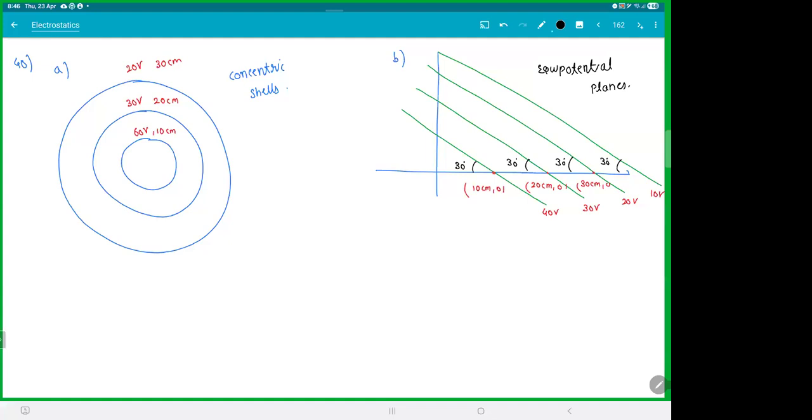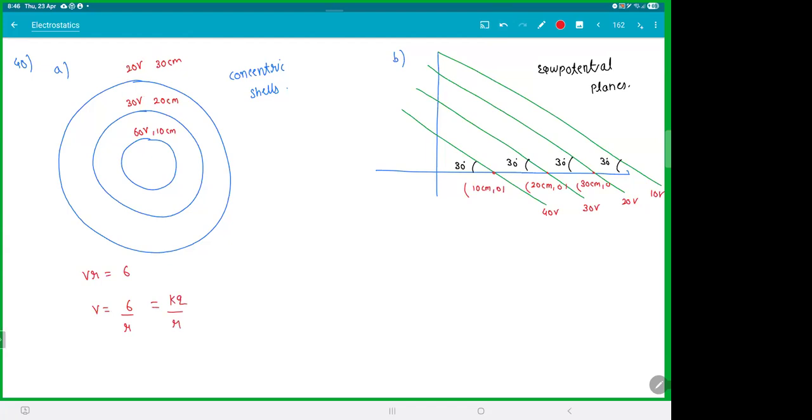You'll observe for this thing, the potential of the shell V into R is constant, which is 6. Check it out. 60 into 0.1, 6. 30 into 0.2, 6. 20 into 0.3, 6. So for all these shells, when you do the product V into R, it comes constant. So even this will give you an idea. V is equal to 6 by R. Doesn't this look like KQ by R?